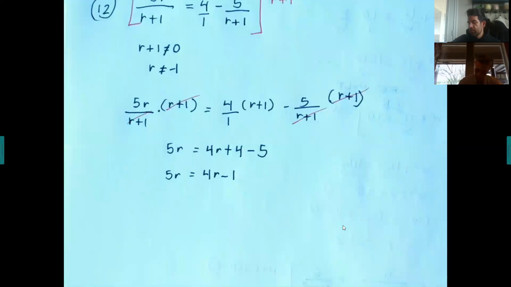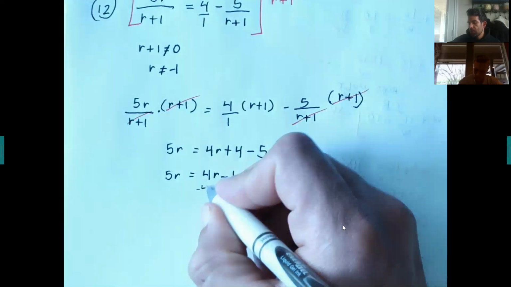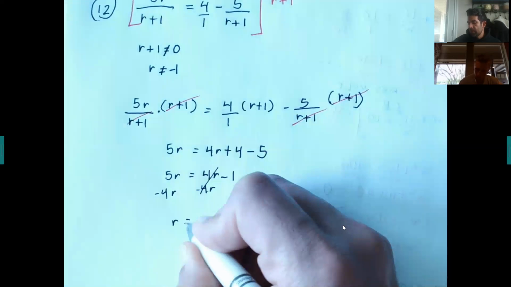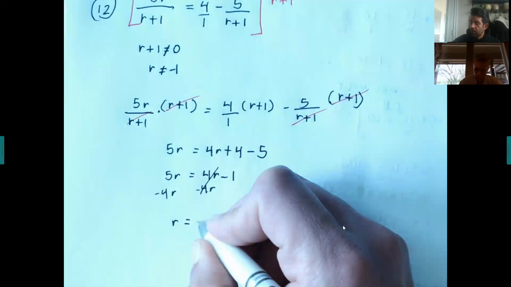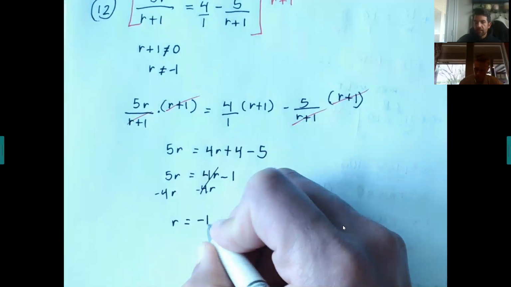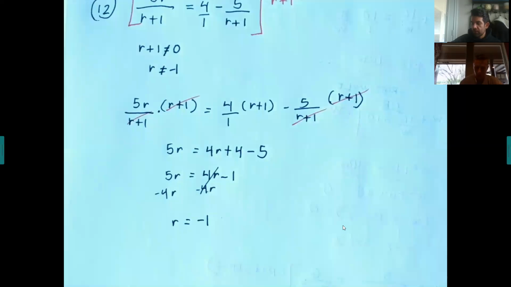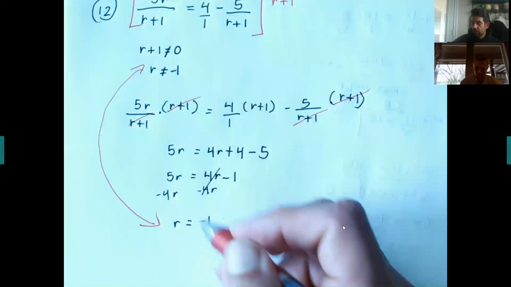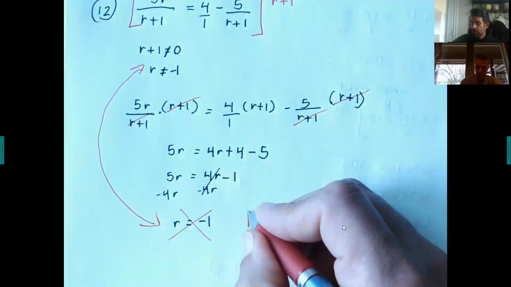And then I'm just going to solve for r, right? Now notice that at this point, I'm going to subtract 4r. And then I get r is equal to -1. But remember, I said just earlier that r cannot be equal to -1. So therefore, you have no solution. No solution.